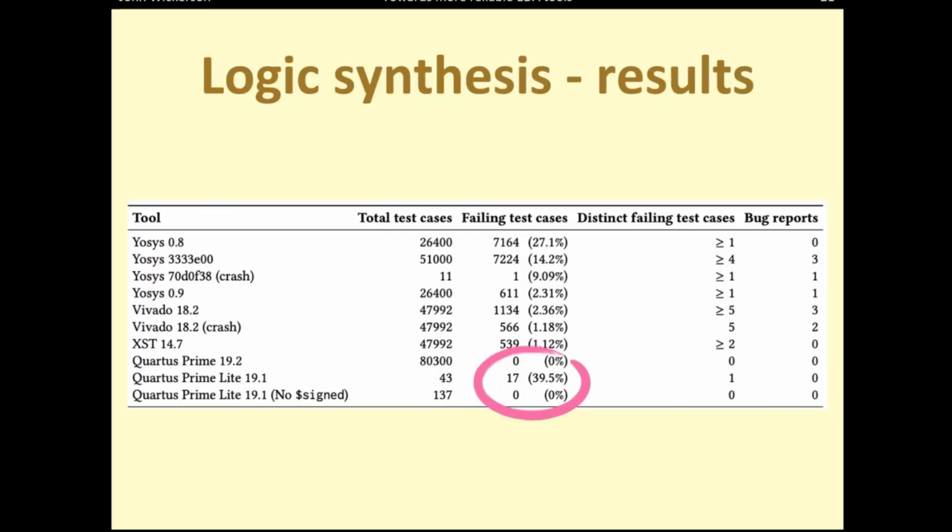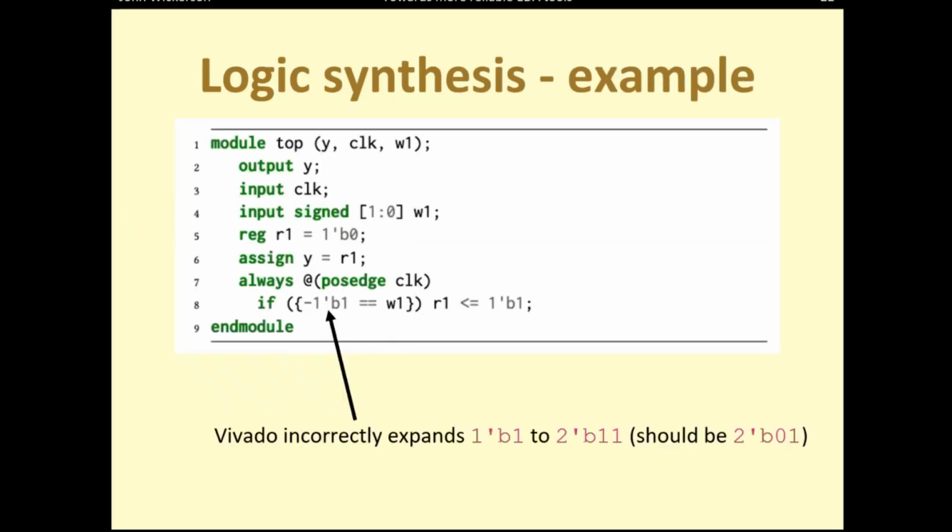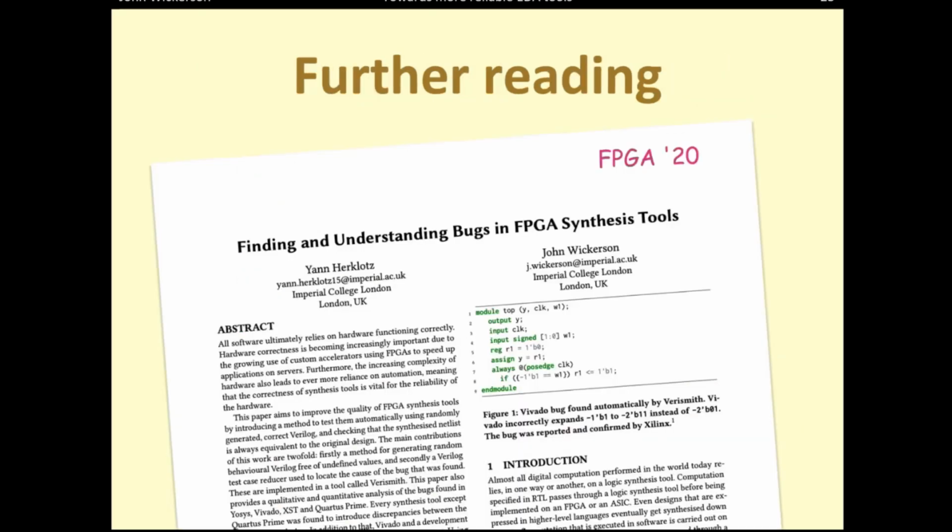Sure, we did find a bug in Quartus Prime Lite, but that's a slightly different piece of software, and it had a bug relating to sign. And an example of a bug we found, this was in Vivado, or at least a couple of versions ago. If you gave it this as input, it did some sign extension wrongly when you give it something like this, and so it produces a netlist that does the wrong thing. And we wrote a paper about that as well.